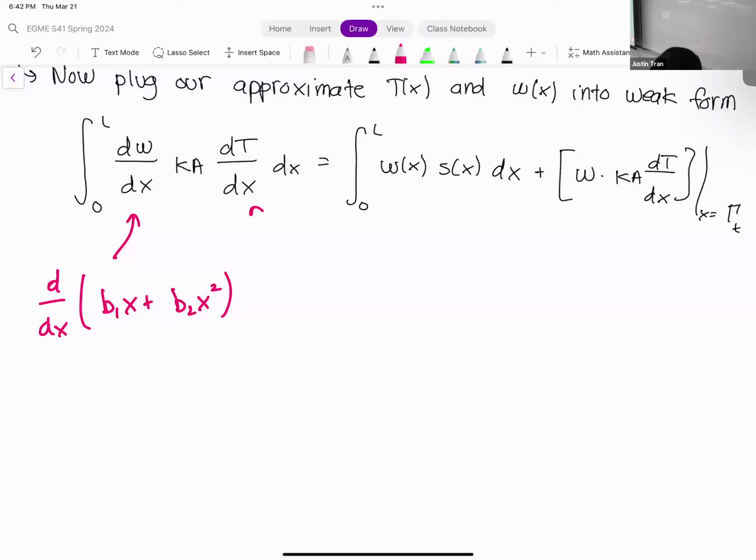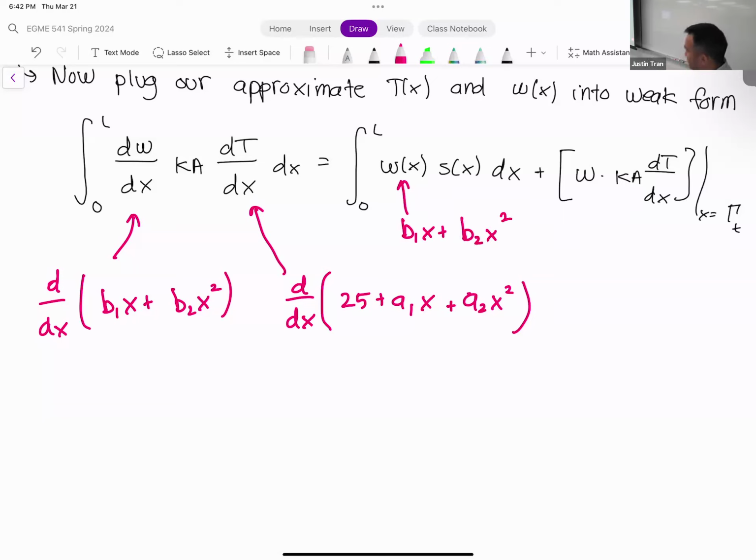For dT/dx here, we're going to plug in d/dx of our T(x) function, which is 25 plus a1x plus a2x squared. Same thing for w(x) here. We're going to plug in b1x plus b2x squared.